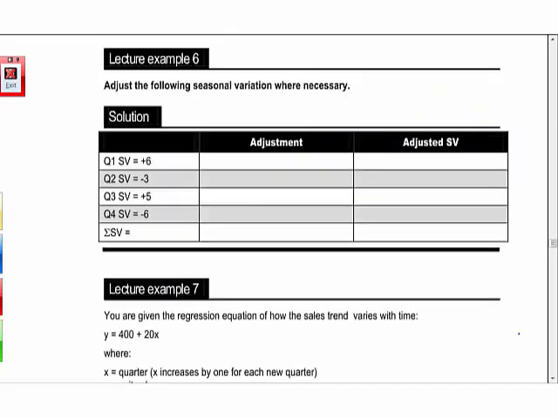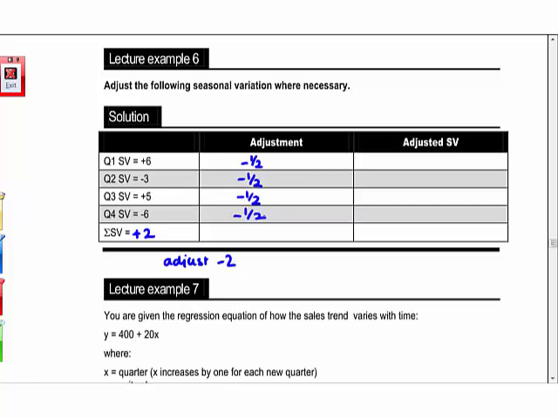So in example 6, again we're using the additive model and all of the seasonal variations have been worked out, but it appears there's going to need to be some adjustments. So if we add up all of our seasonal variations, we get to a total of +2. So what we need to do then is we need to take off 2 from all of the variations, and to make it even we'll adjust each of them by a half.